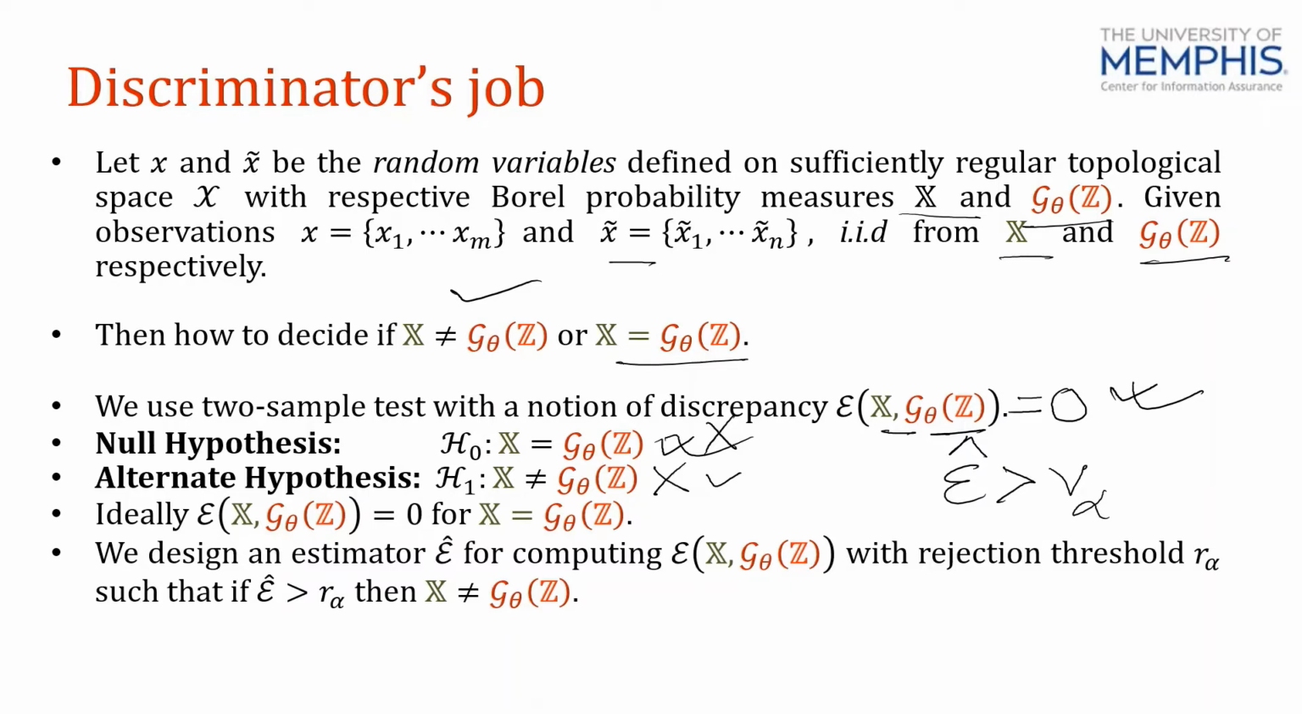But if epsilon hat lies below R alpha, then the null hypothesis will be accepted. That means the original distribution is very similar to the fake distribution. That means the discriminator fails to identify a fake sample, and the goal of the generator was satisfied.